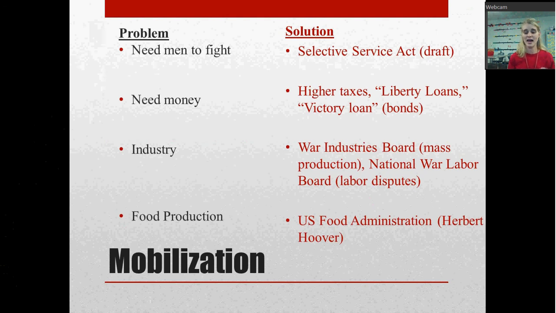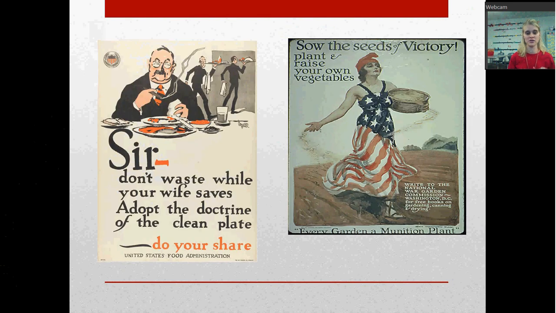It's headed by a guy named Herbert Hoover, whose name might sound familiar. He goes on to become president. But the U.S. Food Administration encouraged you to save your food, to grow your own gardens, to not throw out leftovers, and basically it allowed the U.S. government to maintain the food production in the United States.